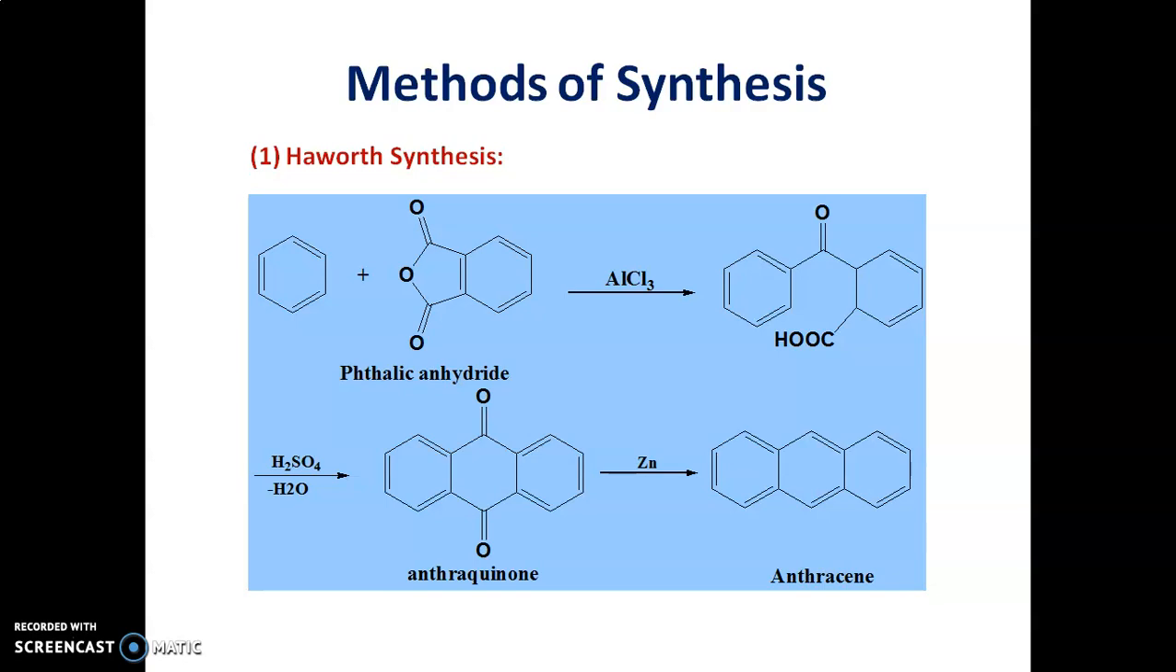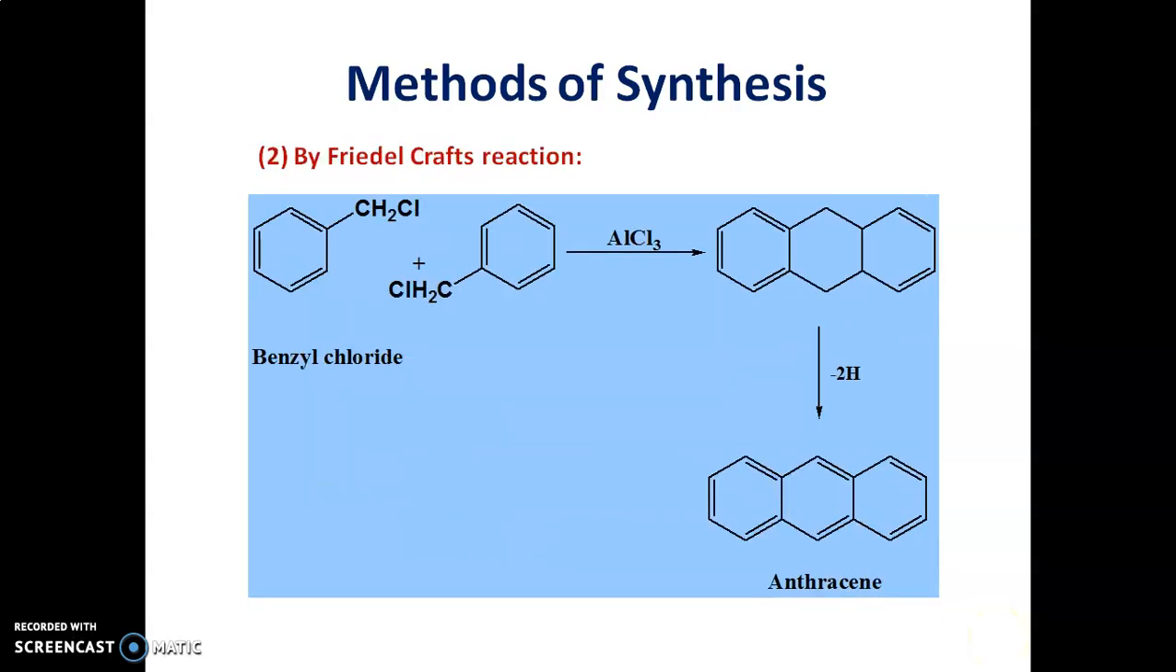The first method for synthesis of anthracene is Haworth synthesis. This involves treatment of benzene with phthalic anhydride in presence of aluminium chloride to form orthobenzoyl benzoic acid. This orthobenzoyl benzoic acid is then heated with concentrated H2SO4 to give 9,10-anthraquinone. Distillation of this 9,10-anthraquinone with zinc dust yields anthracene. So this is the first method for synthesis of anthracene.